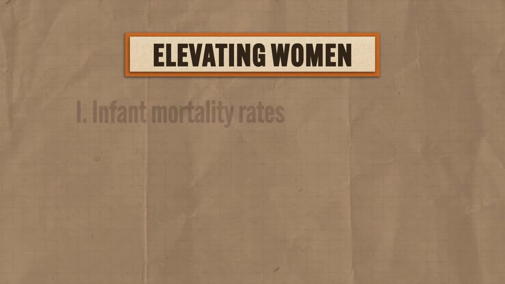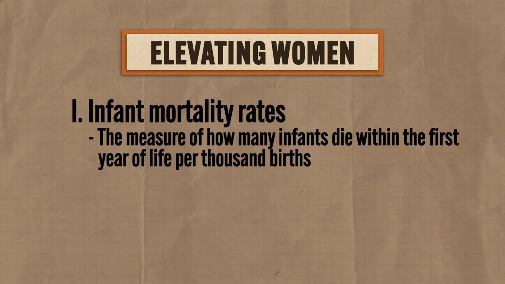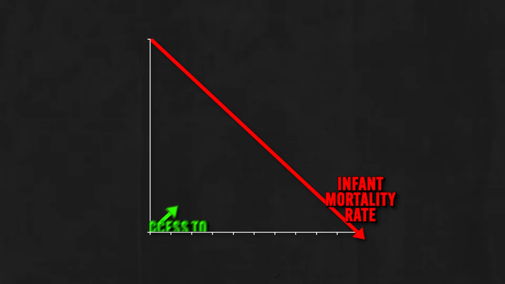First, the elevation of women affects infant mortality rates, which, in case you forgot, is the measure of how many infants die within the first year of life per 1,000 births. And remember that a country's infant mortality rate is often correlated with their access to healthcare and education. So as women have more access to education and healthcare and family planning, they tend to have fewer babies, but the babies they do have are more likely to live. In other words, as women are elevated, the infant mortality rate decreases and maternal mortality rates drop as well.